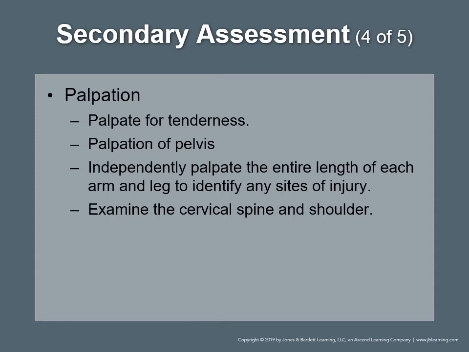The examination of both extremities should include independently palpating the entire length of each arm and leg to identify any sites of injury. When you evaluate the upper extremities, always examine the cervical spine and shoulder.